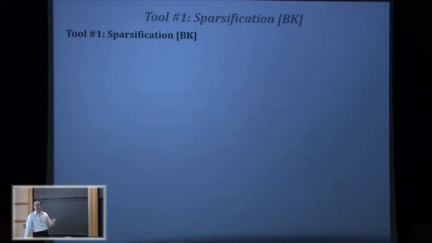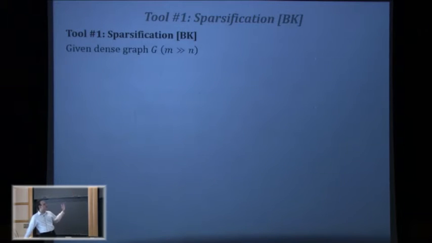So the first tool we're going to build on was sparsification, which I would trace back to Benczúr-Karger. These were all things that were used in the general context of things like flows, not necessarily MaxFlow. This one was, though. OK, so sparsification, the idea is just I give you a dense graph, m is much bigger than n.